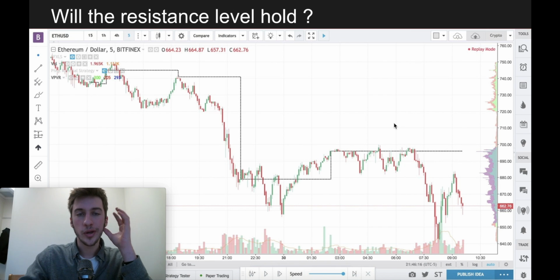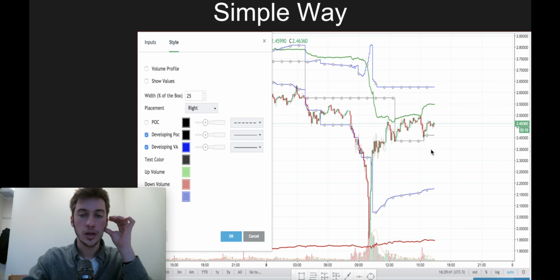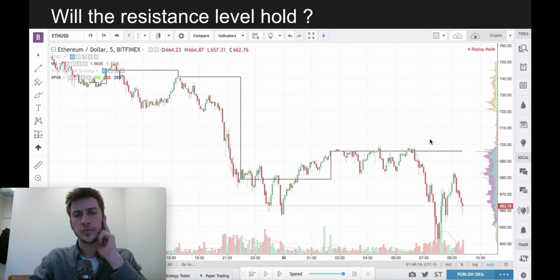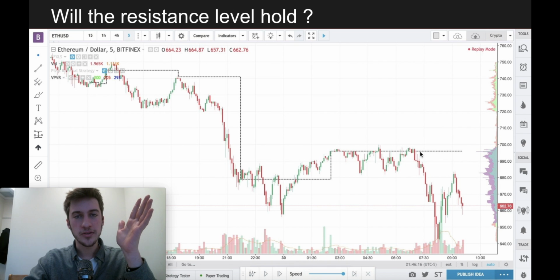So here's one quick question that I'm going to ask you based on the point of control that I showed here. Remember, the developing point of control. So do you think that this resistance level will hold right here? I'm starting this one off pretty simple. I promise it is going to get a little bit more complicated with the examples in the future, but this one, don't think about it too much, just yes or no, will this hold?